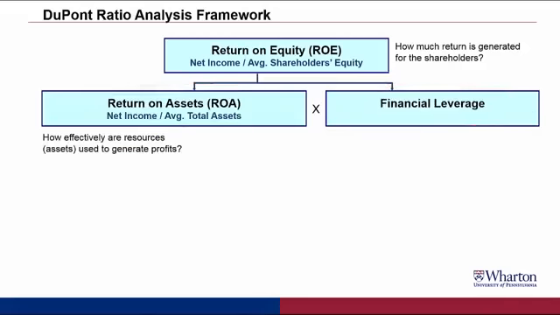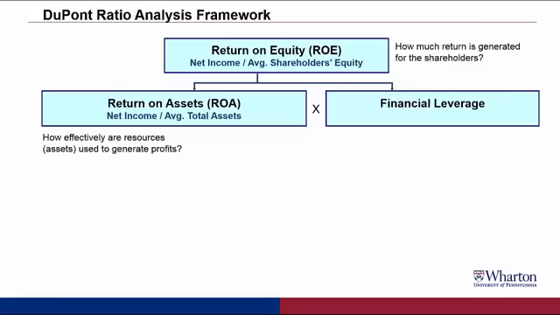Return on assets is defined as net income divided by average total assets. It's answering the question, how effectively do the managers use their resources or their assets to generate profits? So it's a measure of operating performance. For each dollar of assets, how much net income does the company generate?